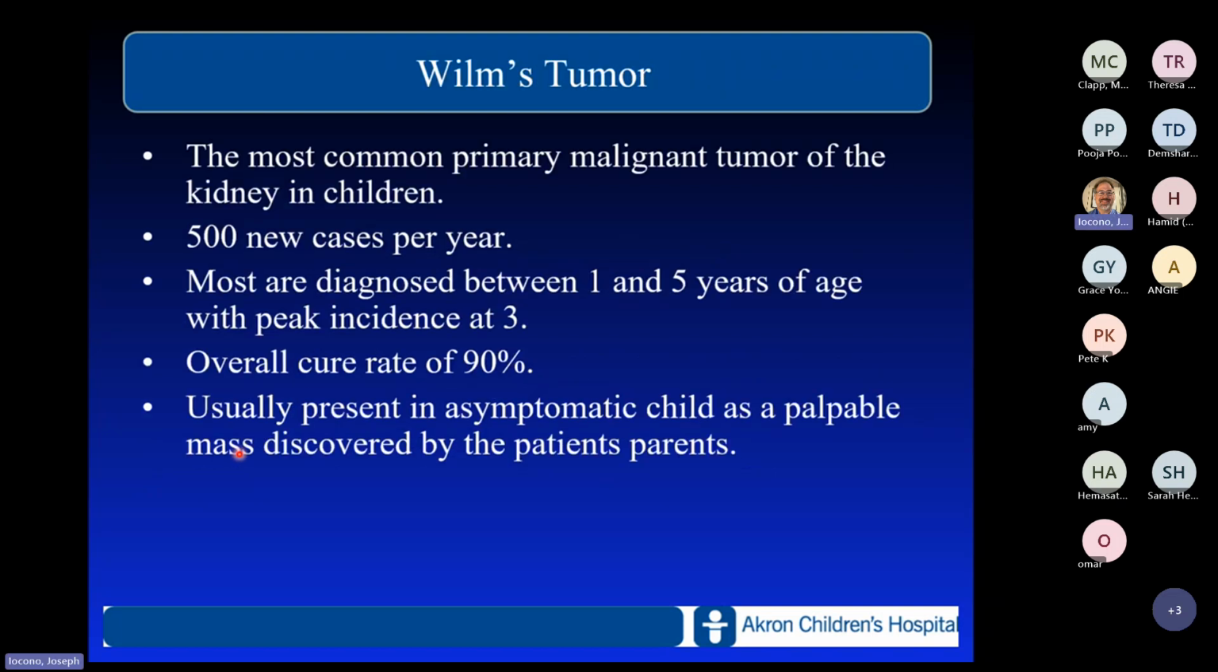Wilms is the most common malignant tumor of the abdomen in children. There are 500 new cases a year. This is one where surgery still plays a major role. Cure rate is great. If you can resect this thing and not rupture it, that's a lot of times all they need, no matter what size, as long as it's the right subtype and the right biology. They sometimes don't even need chemo, no matter what the size. But if you rupture it, they will.